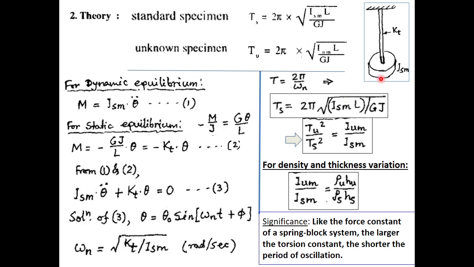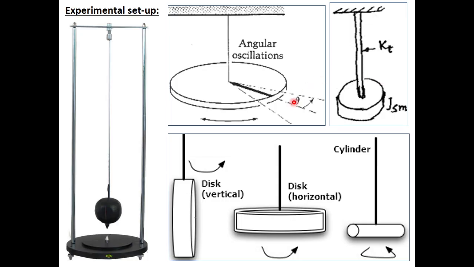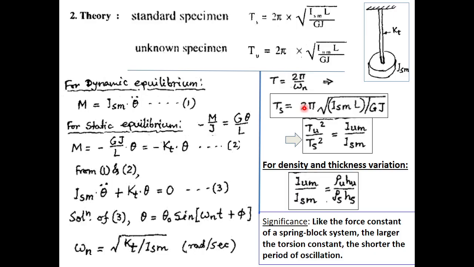So here we have given it an angular displacement of theta. When it oscillates, this theta double dot value will be maximum at the two ends, and at the middle it is 0. So this mass for angular movement will be substituted by its mass moment of inertia. So this is the equation we are getting for dynamic equilibrium.